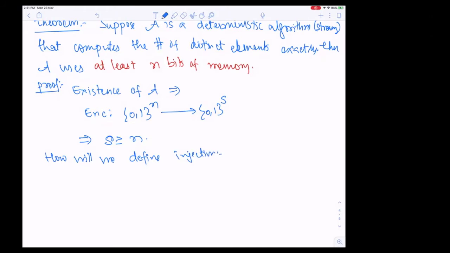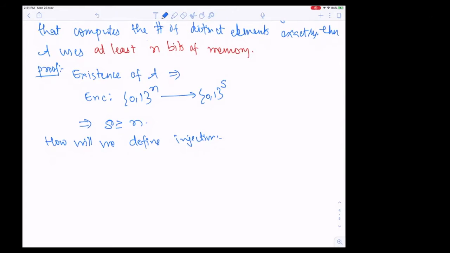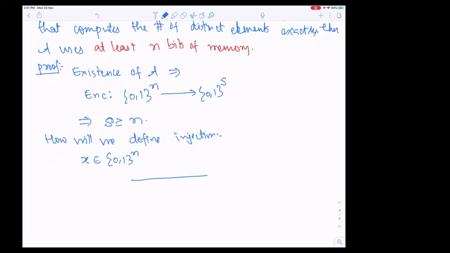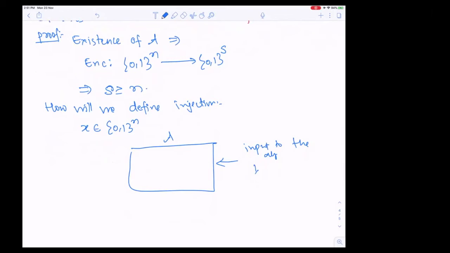Okay, so what will we do now that you are given a string x in {0,1}^n? I'm going to look at this algorithm A. This is my algorithm A. What is an input to this algorithm? Some integer between 1, 2, 3 to n. This is what the stream is.